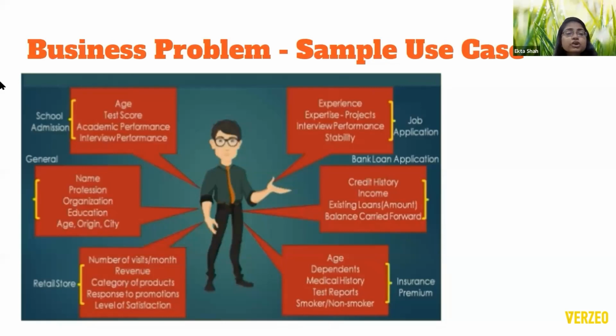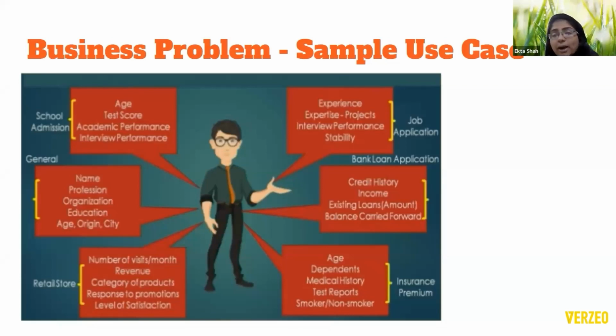When you talk about school admission, what are the different parameters or attributes over here, like the age, test score, academic performance, interview performance. Similarly, you would have information about the job application, like the kind of experience a person has, the projects he's worked on, the interview performance, the stability, in the sense of how many years a particular person has lived at or stayed at a particular place or worked at a particular place.